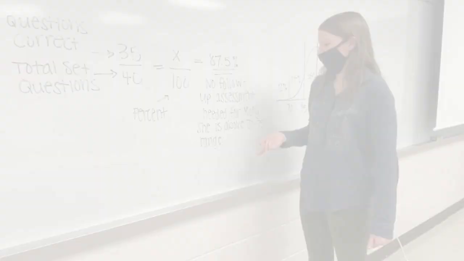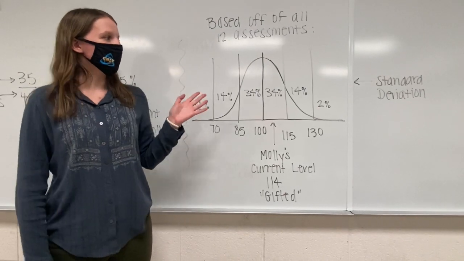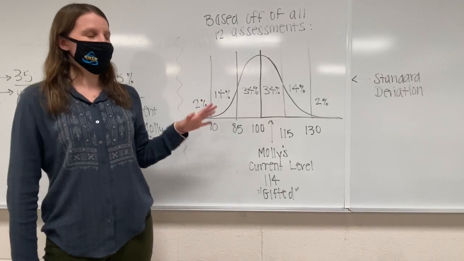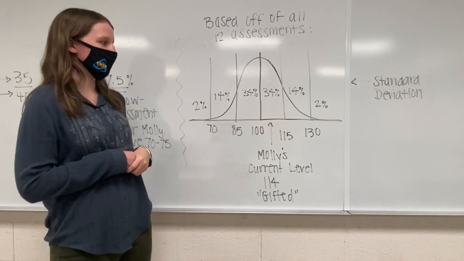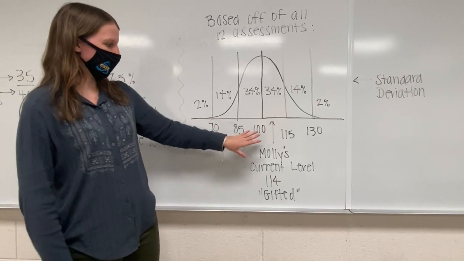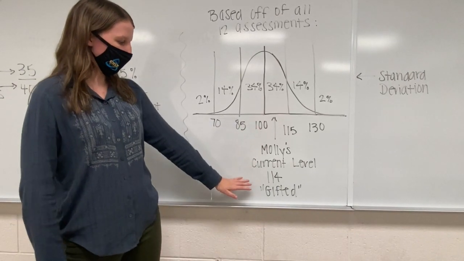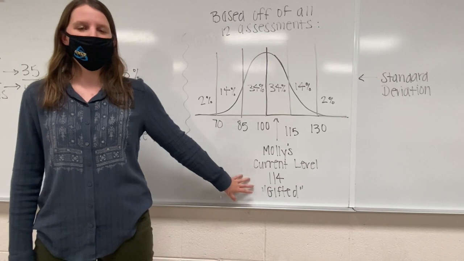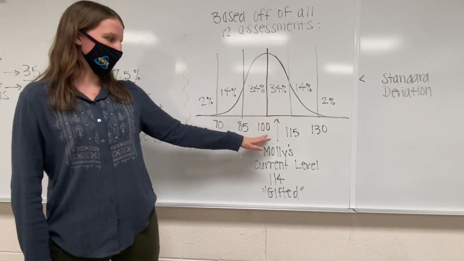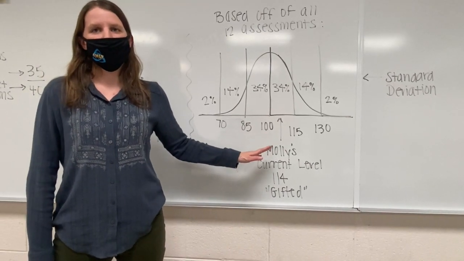This indicated that there was no follow-up assessment needed for Molly because she is above the 70 to 75 range. So based off of all 12 assessments, we look at standard deviation, which is when we compile all of the scores from all 12 assessments. And Molly falls right over here at a current level of 114, which means she falls one standard deviation above the mean of 100, which qualifies her as a gifted learner.